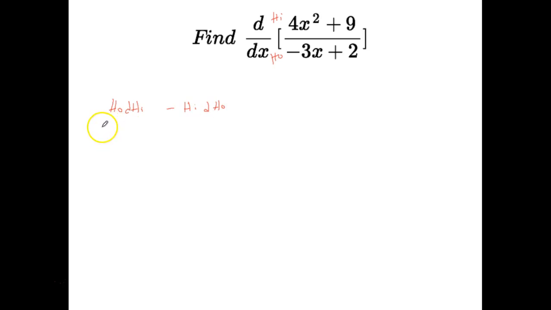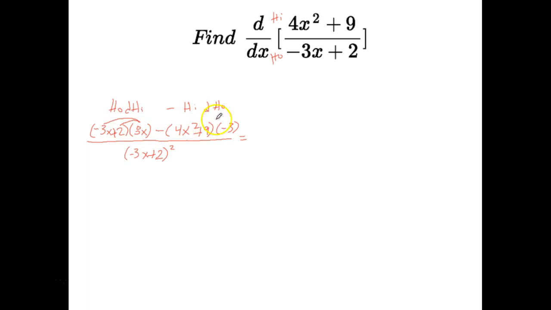Okay, ho is negative 3x plus 2, parentheses, that's a plus. D high, the derivative of the top is going to be 8x minus high, 4x squared plus 9. D ho, the derivative of the bottom is going to be negative 3, all over ho squared. Negative 3x plus 2 squared. Okay, and remember we now need to distribute that to both of those.